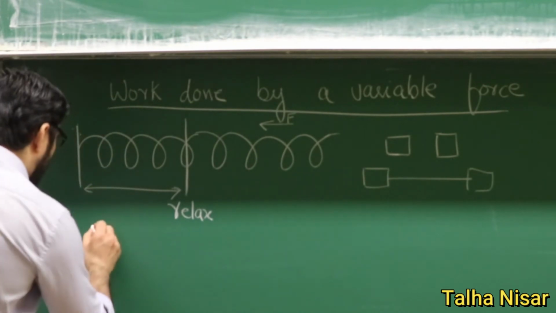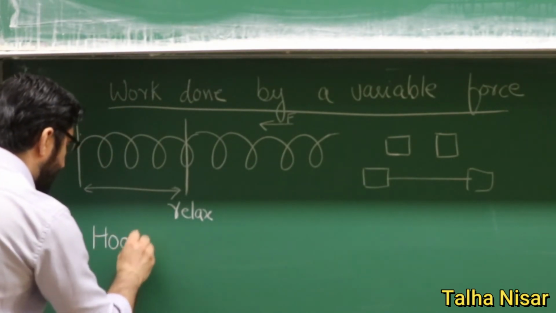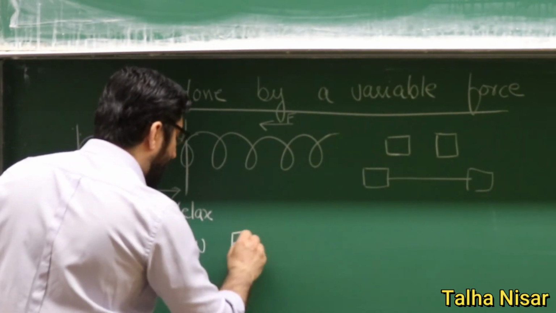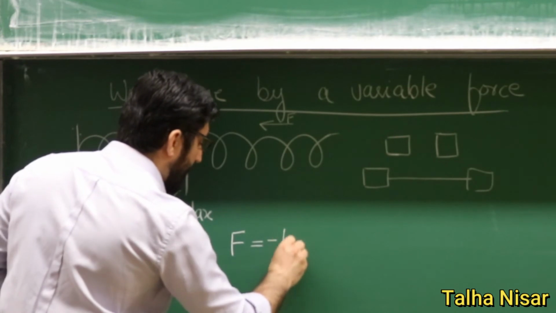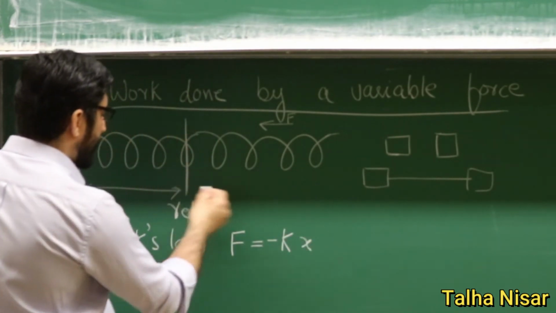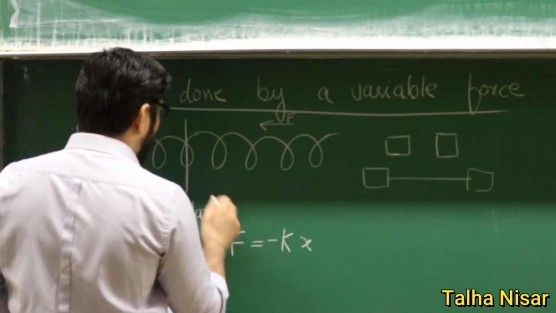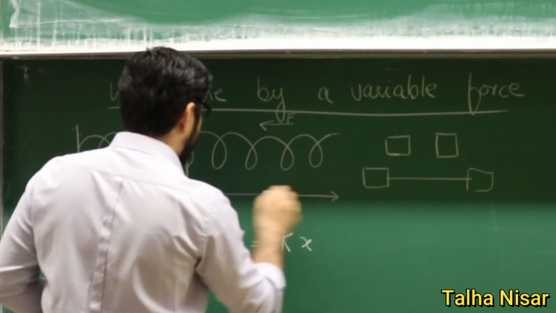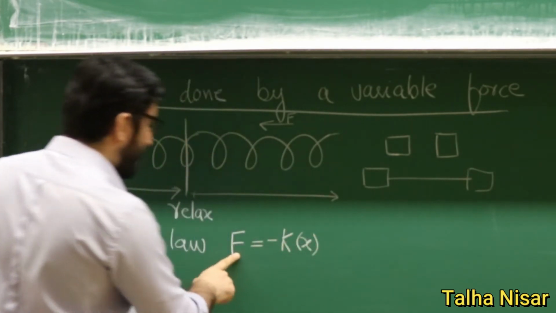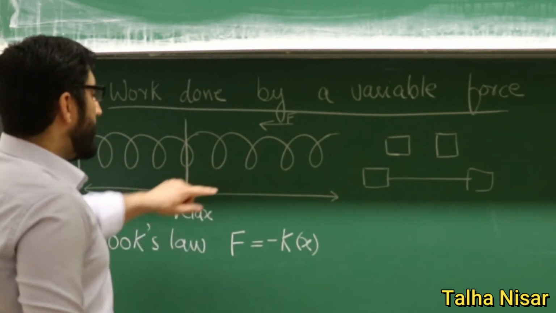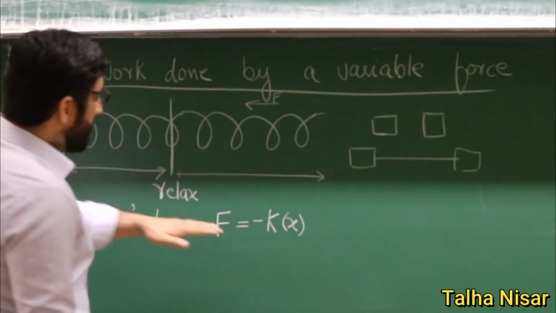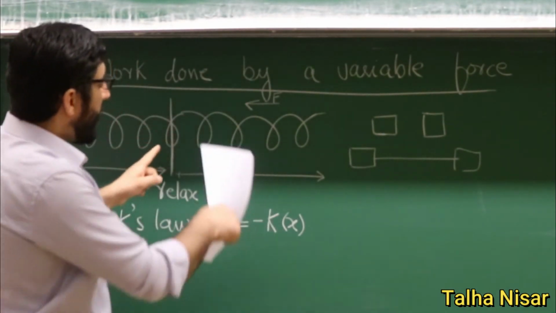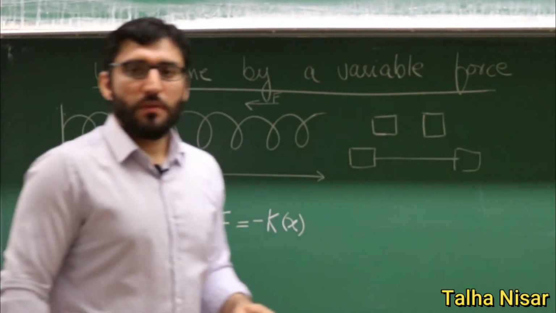And according to Hooke's law, this restoring force is equal to minus kx, where x is the stretching length. So this is the x. The restoring force of the spring depends on this x. If x is larger, the restoring force will be larger. If x is smaller, the restoring force will be smaller.